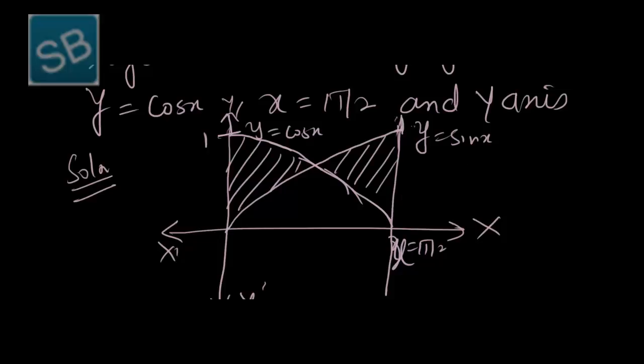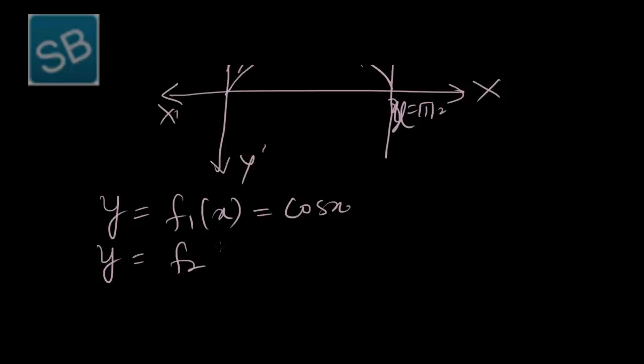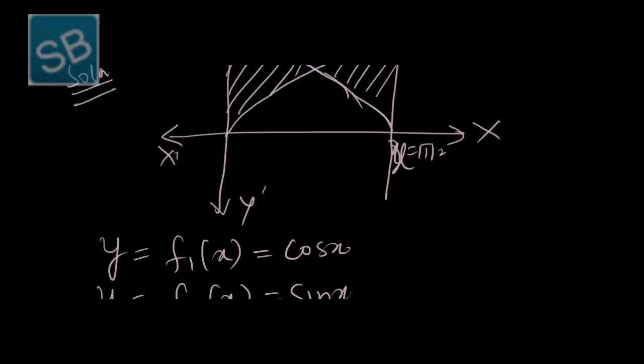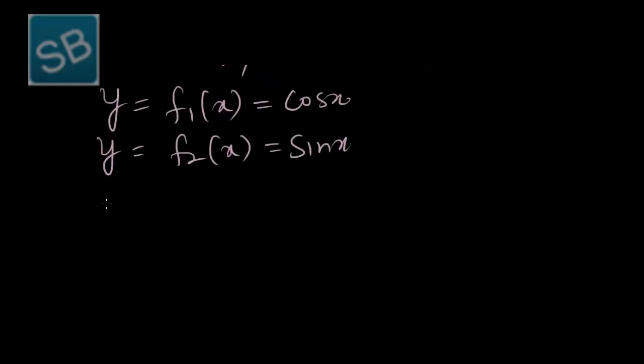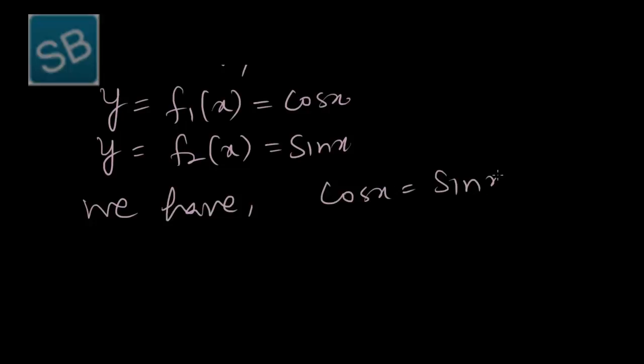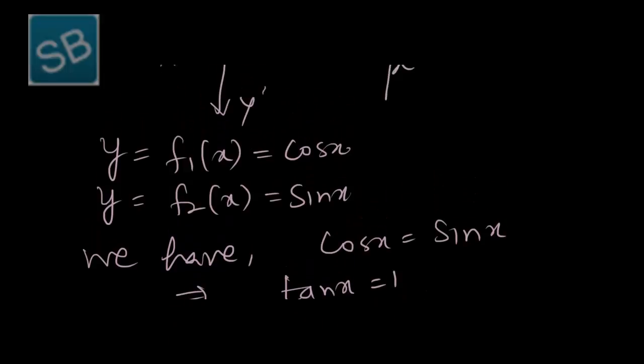So the required area is, first let y is equal to f1(x) is equal to cos x and y is equal to f2(x) is equal to sin x. First of all, we have to find their intersection point. So to find the intersection point, we have y is equal to cos x as well as sin x. So both are equal. So we get tan x is equal to 1. That is, x is equal to pi by 4. So the intersection point is (pi by 4, 0).